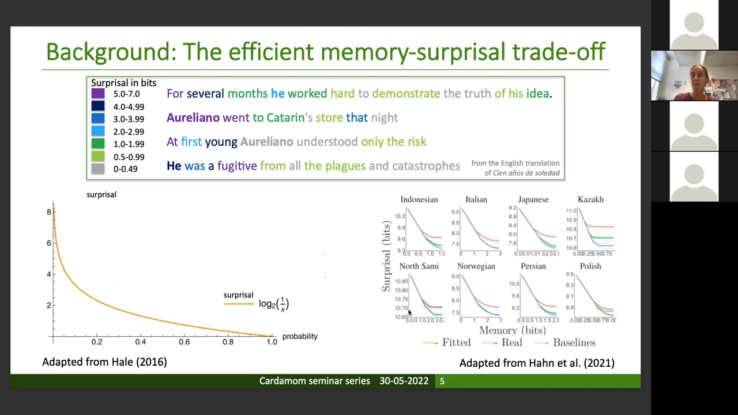So Han et al., in that paper, you can see in the bottom right of the slide, calculated the trade-off between surprisal and memory. And again, they used an approach similar to Verkerk et al. They use real corpora and scrambled corpora data. And then they find that the real data have a better memory-surprisal trade-off in 50 out of the 54 languages they looked at.